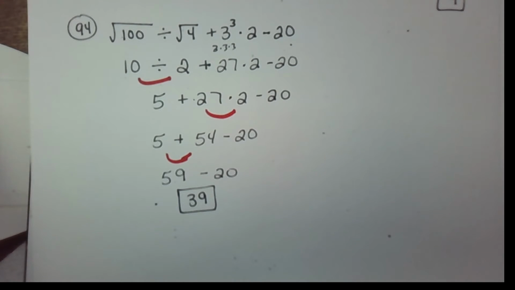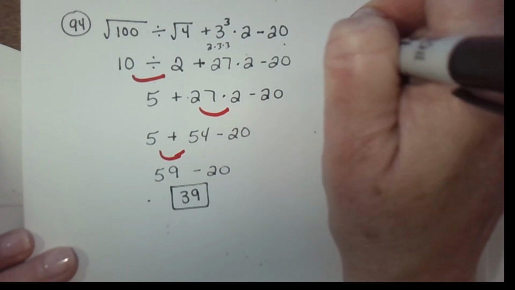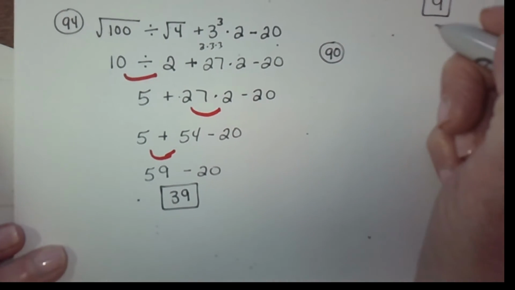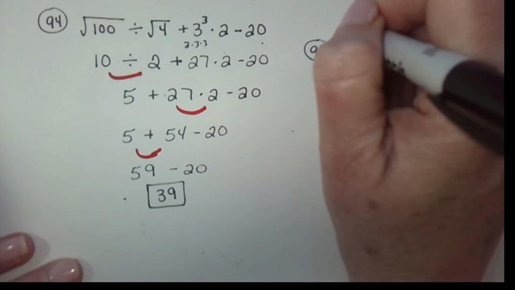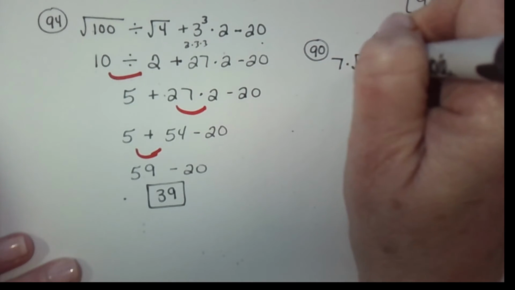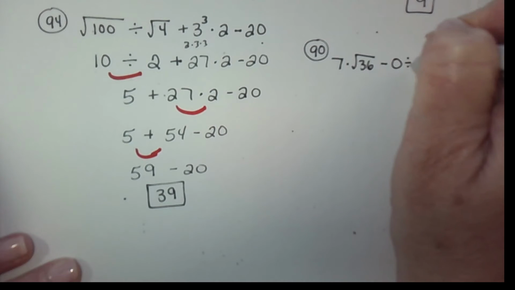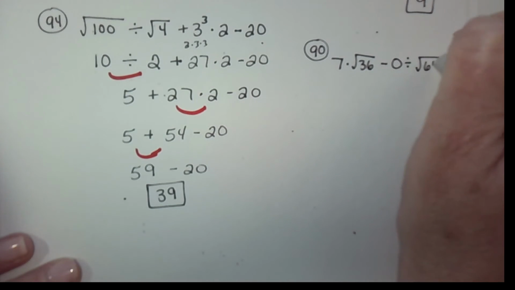Oh, let's see. I meant to do 90 and then 98. We're going to do two more. We'll do 90 and 98, and then hopefully that's enough to get you going. But I meant to do 90 before 94, so sorry about that. Let's just jump back over here. 90 is a lot shorter, but it does have 0 in it, so that's why I wanted to look at that one. 90 is 7 times square root 36 minus 0 divided by square root 64.